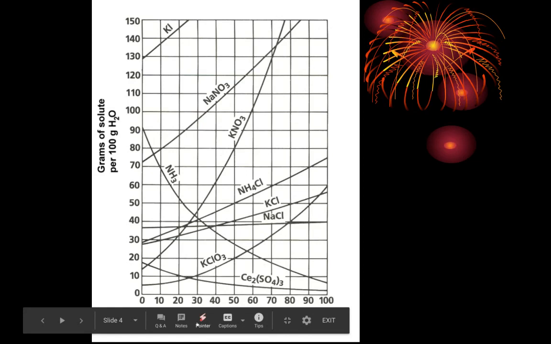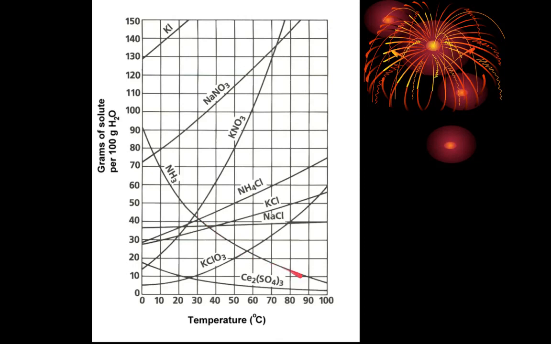So if we look at this graph right here, you can see that we have something like NH3. As you increase the temperature, its solubility, how many grams can be dissolved in 100 grams of water, decreases as it gets hotter. That's because NH3 ammonia is a gas, and gases become less soluble as temperature goes up. That's also why, for instance, you have to carefully regulate temperature in an aquarium, because as the temperature goes up, there's less oxygen dissolved in the water, which can cause your fish to die, for instance.